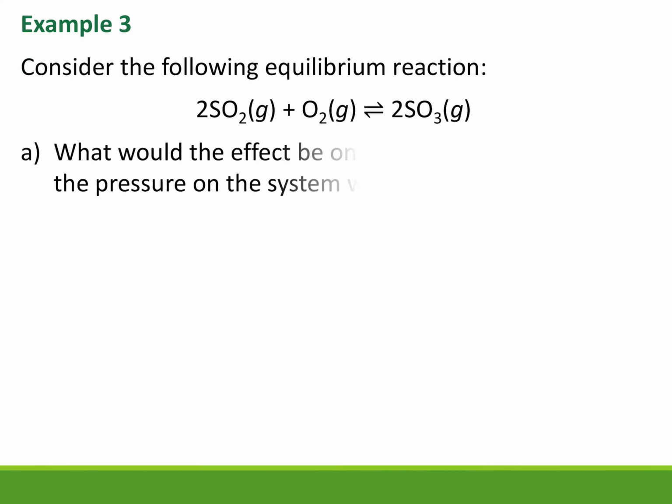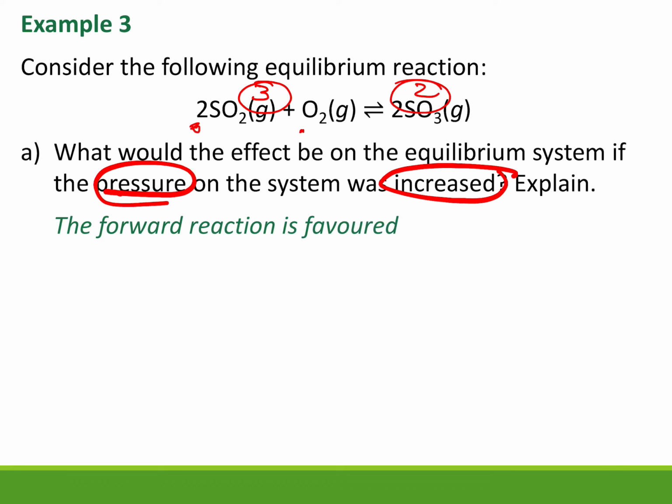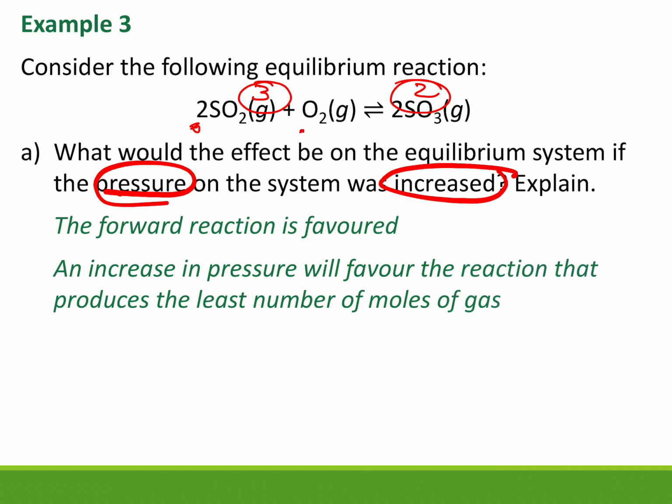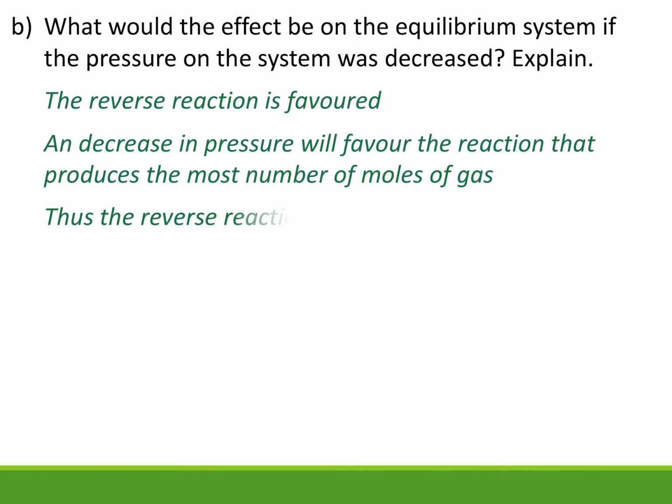Alright. Consider again the SO3 reactions with gases. If pressure is increased, so now I look at this and I go 2 plus 1, 3 gas particles, 2 gas particles. I increase the pressure, which means it's going to go to the side with the least number of particles. So it's going to favor the forward reaction because it's got the least number of moles of gas. Alright? Very, very simple. If I decrease the pressure, it's going to go to the side with the most number.